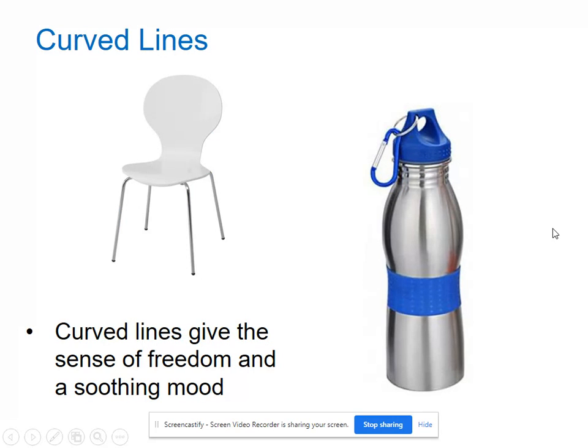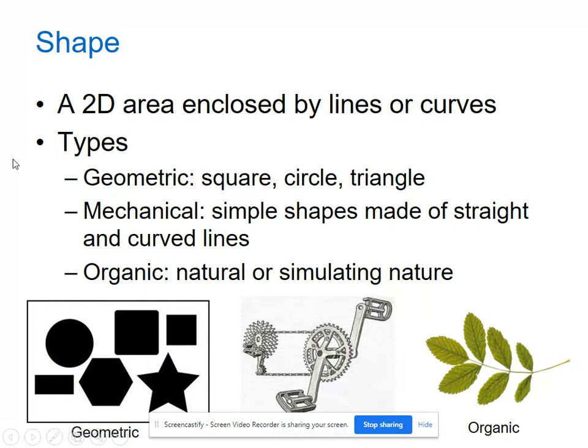Curved lines give the sense of freedom and soothing movement. Think about things that you see. Have you seen a chair similar to this one up here in the upper left-hand corner? Yeah, maybe. Okay. The water bottle, of course, has some curves in it right here. All right. Shapes, they are 2D areas enclosed by lines or curves. And there are different types of shapes. There are geometric shapes. Those are things like squares, circles, triangles, stars, octagons, rectangles.